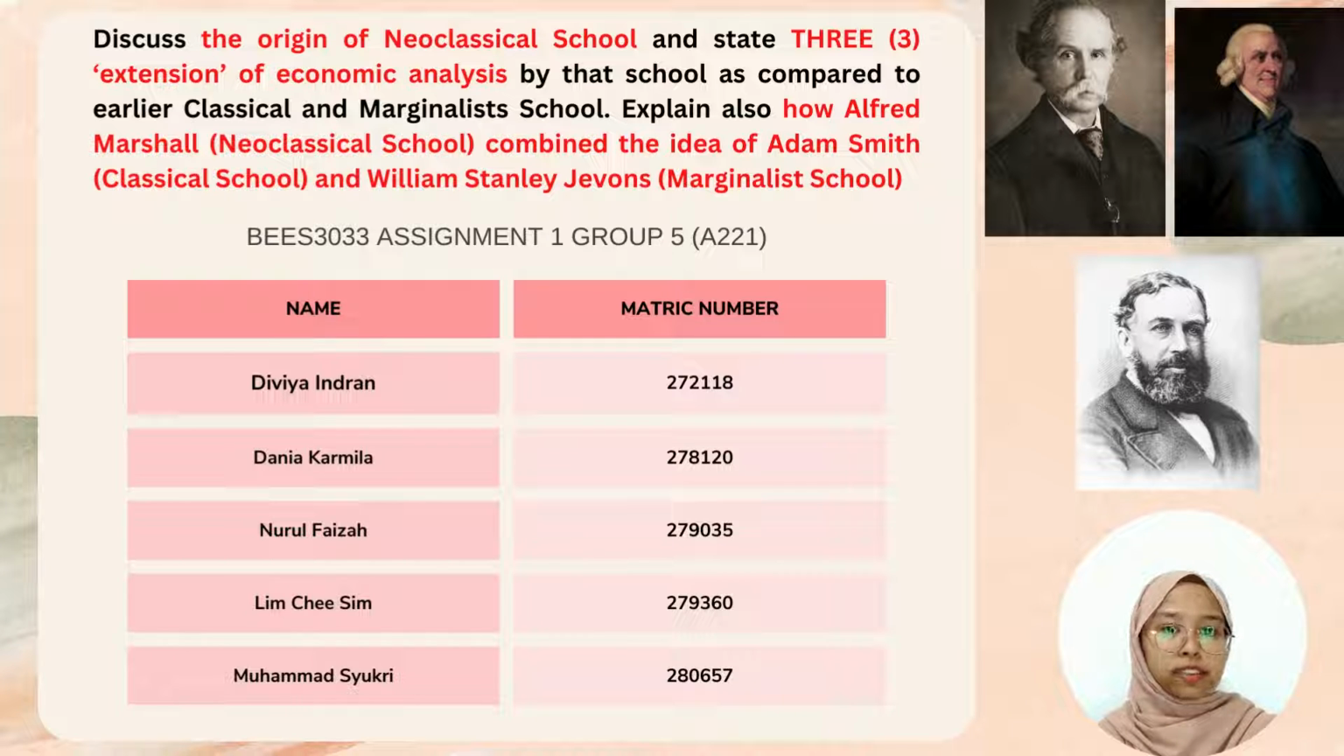In this presentation, we will discuss the origin of the Neoclassical School and the three extensions of economic analysis by the Neoclassical School as compared to the earlier classical and marginalist schools. And we also will explain how Alfred Marshall combined the ideas of Adam Smith and William Stanley Jevons.